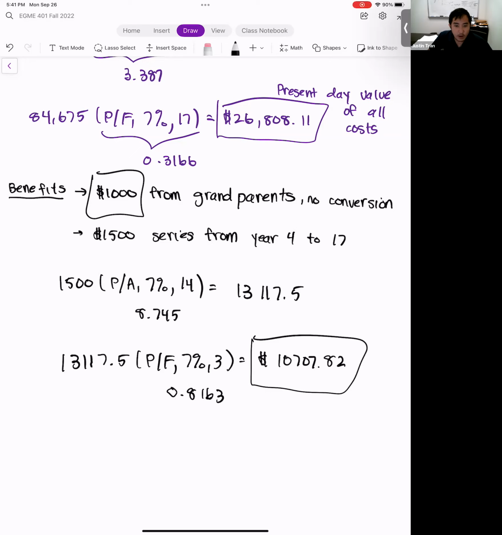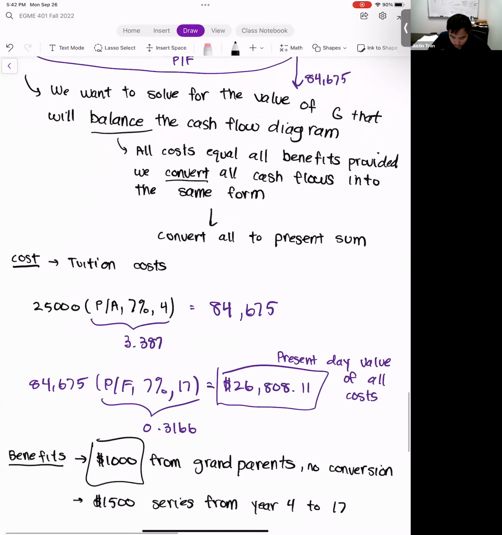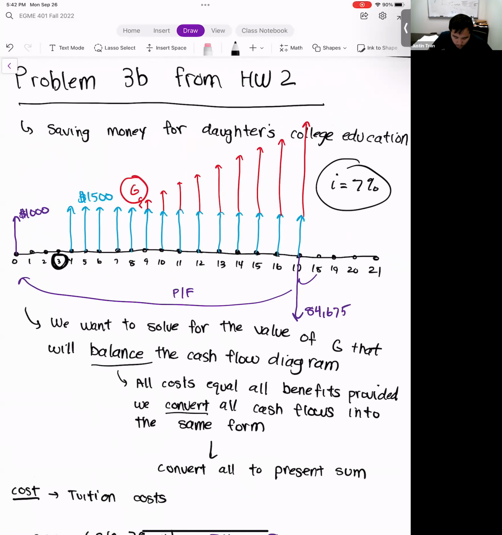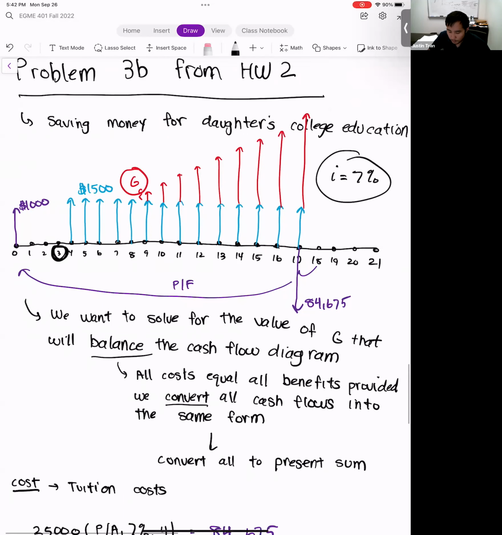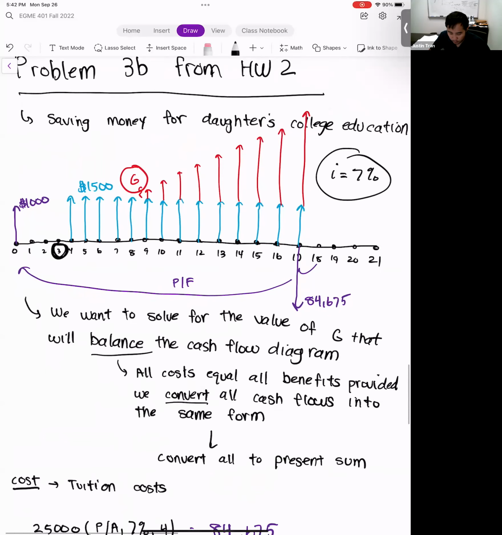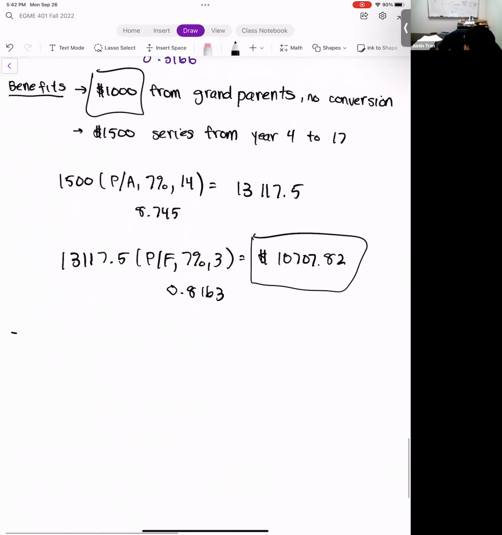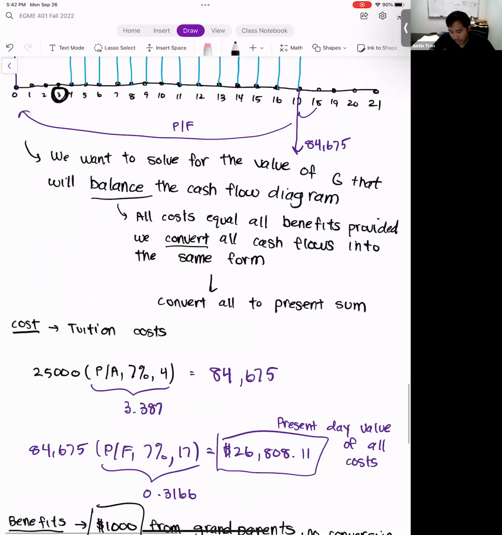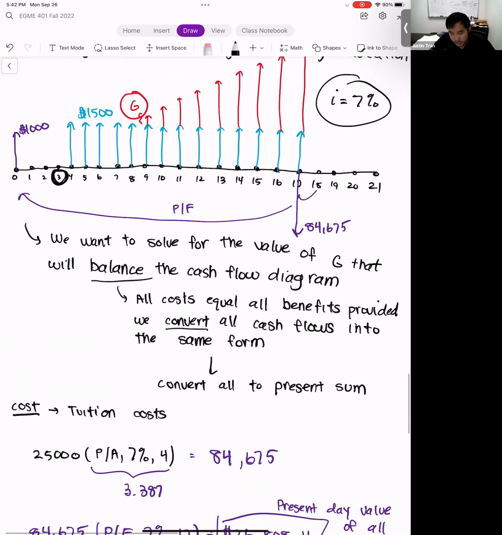All right. And so the last one that we have is the increase. And of course, that's what we're solving for here. And so all we need to do here is set up the equation for it, plug in the conversion factors, and then solve for it. And so this is going to be for the increase G. Even though we don't know the value of G, we at least have the structure of G here for us. And so, we know that G starts on year 9. Okay. And then it continues on until year 17.